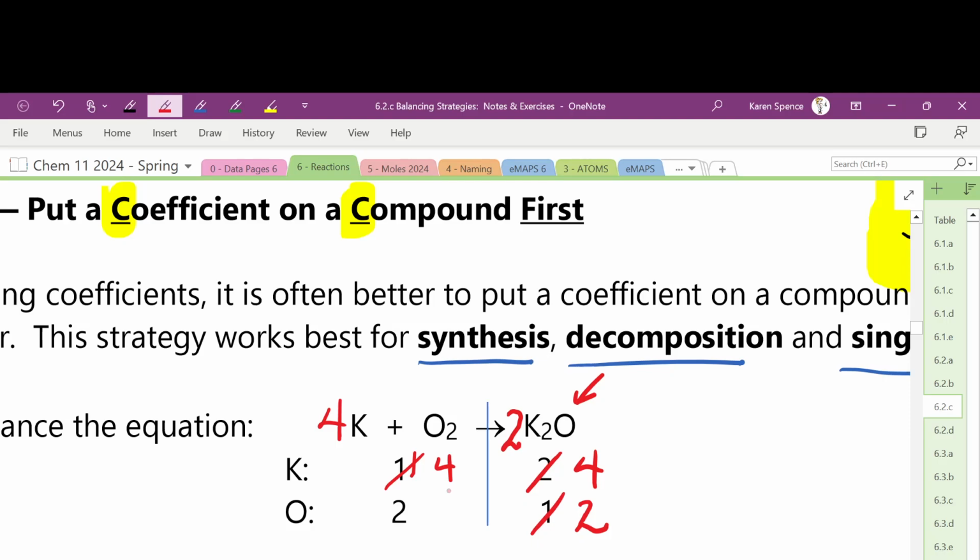Okay, you could also have done the even odd thing here where it's like, oh, I have an odd number of oxygen on the right, so multiply by 2, that's going to give you an even number of oxygen.